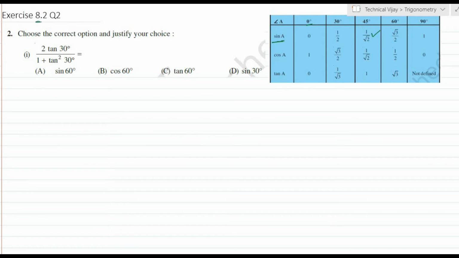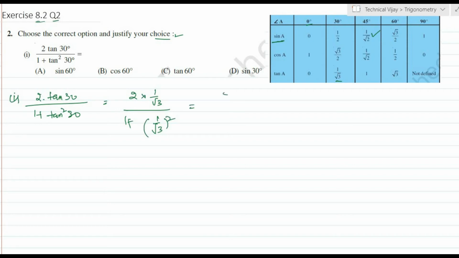Exercise 8.2, question number 2. Choose the correct option. Justify your choice. So here, first consider the first one: 2 into tan 30 divided by 1 plus tan square 30. So here we will substitute the values. 2 into tan 30 means, here this is 1 by √3. So 1 divided by √3, whole divided by 1 plus tan square 30, means (1/√3) square.